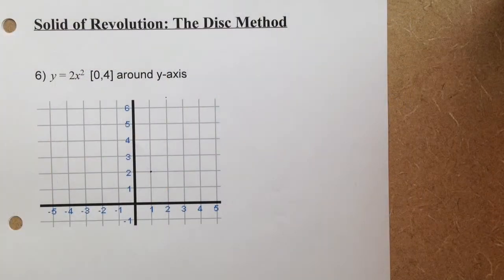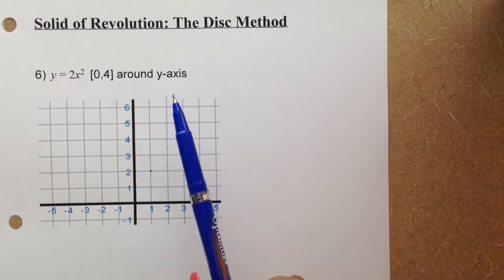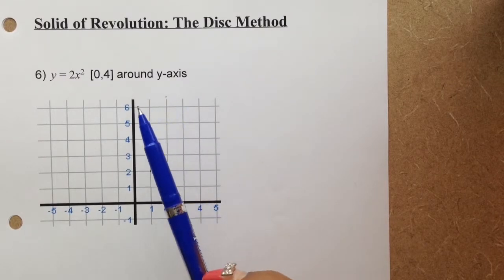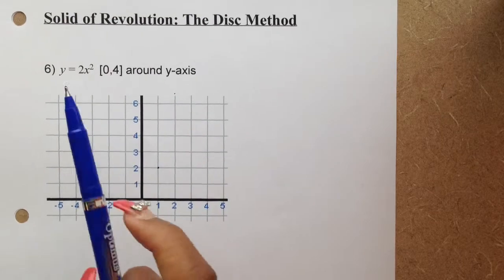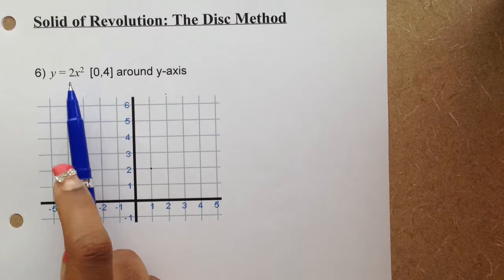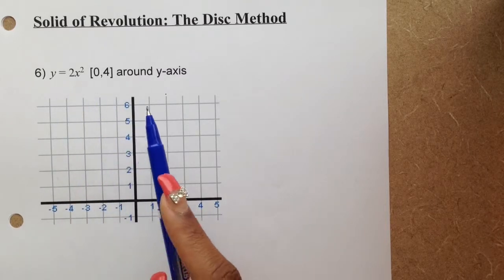Hello, my name is Miracle, and today I will be showing you how to do the solid of revolution, the disk method, but around the y-axis. It's a little bit different from going around the x-axis because you have to have everything in terms of y. So you're going to have to change the function into terms of y and the intervals in terms of y, and it's going to be going around the y-axis.